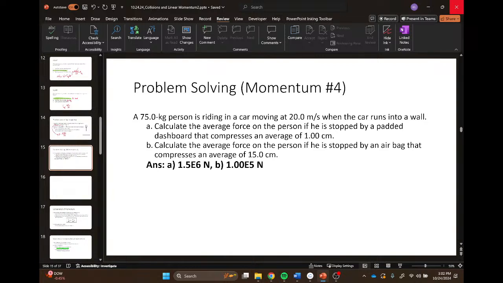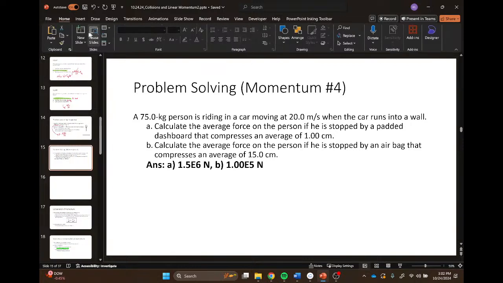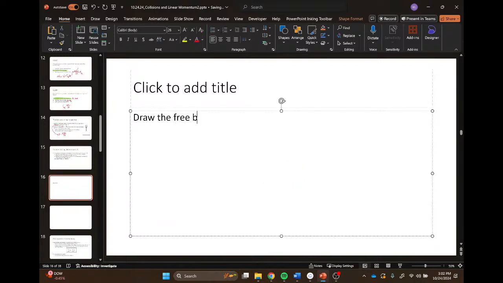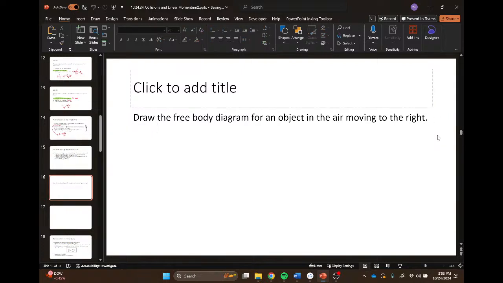Now to that end, I can finally show you the one question that 80% of students missed. We're finally at the phase where I can show you, and it was: draw the free body diagram for an object in the air, moving to the right. There you go. I want you all just to try this problem with no options given. Draw the free body diagram for an object in the air, moving to the right.